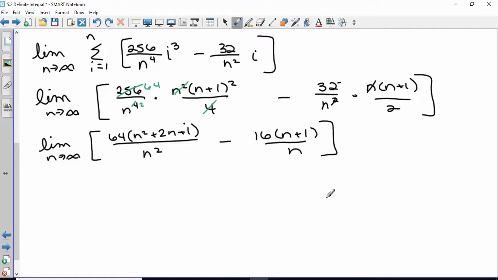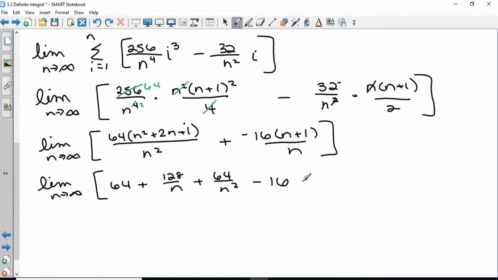If I'm doing too much in one step, let me know. I'm going to go ahead and distribute and simplify. So 64 n squared over n squared would be a 64. 128 n over n squared would be 128 over n. 64 over n squared. Distribute a negative 16 here. So negative 16n over n is negative 16, minus 16 over n.